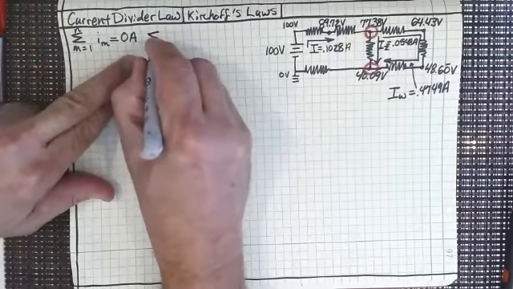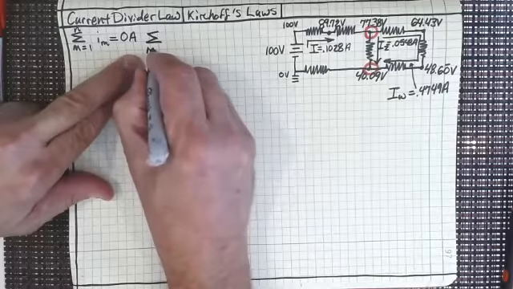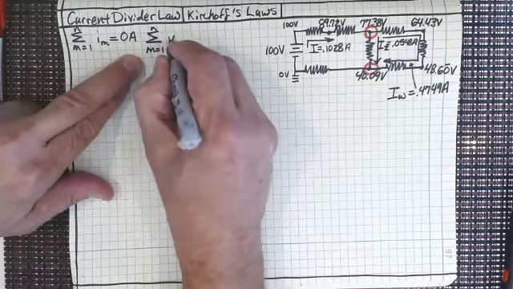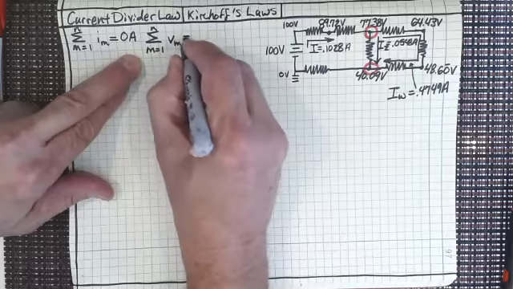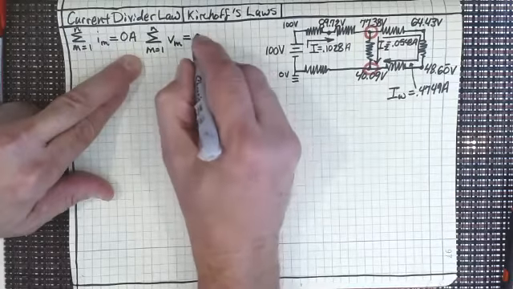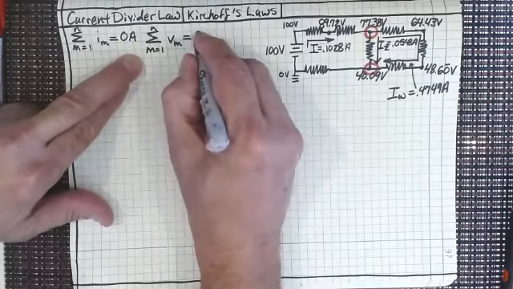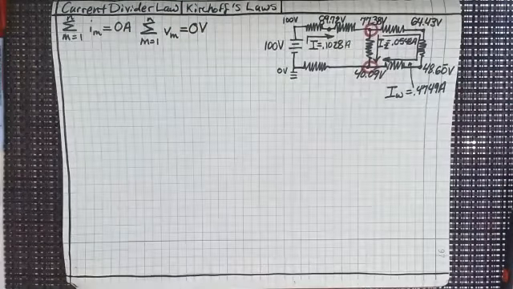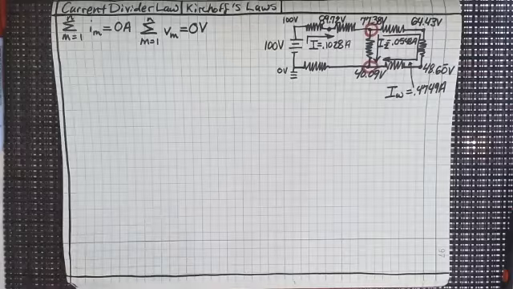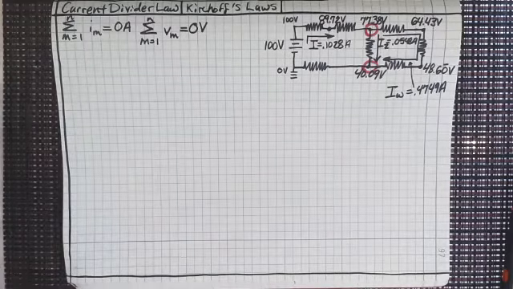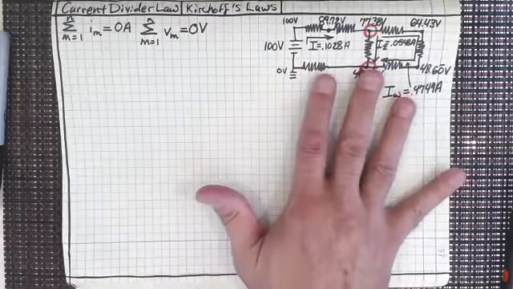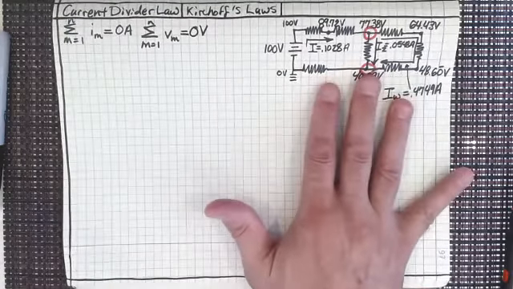But then we also have another one of Kirchhoff's laws that tells us that if I look at the voltage going around a closed loop in the circuit, I'm going to have 0 volts around that loop. Now, let's just look at applying this to the schematic that we've been working on, all right?